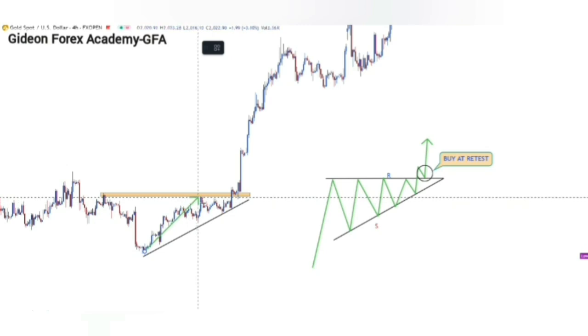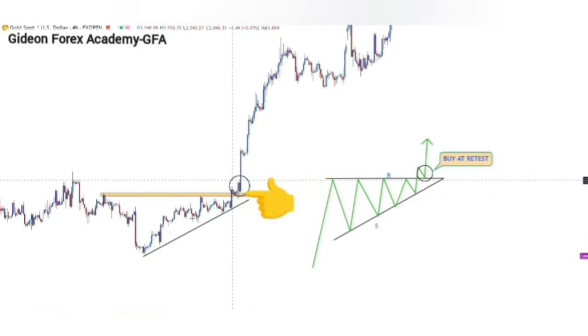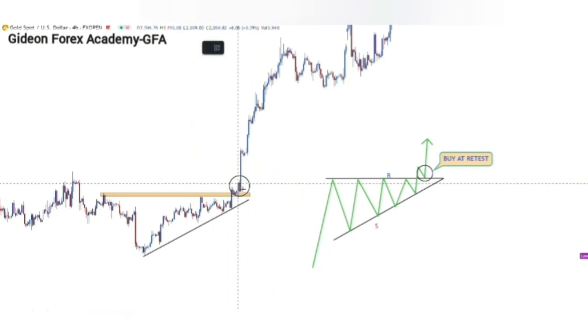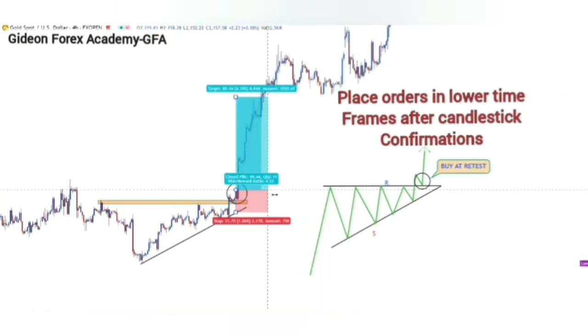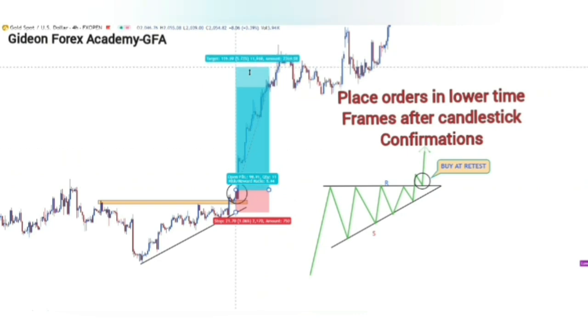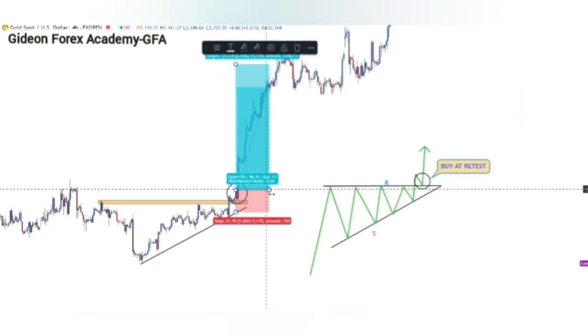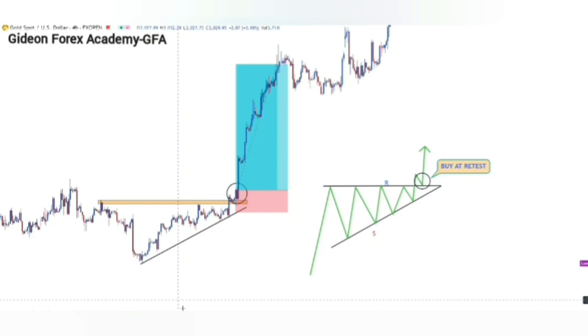We see it also forming here. We see that the price was moving to the upside, and when it broke out, you can see clearly that there was a retest here. So you'd go to your lower time frames and place your buy order right there, after the retest, place your stop loss just below the resistance of the ascending triangle, and ride that price all the way up there.